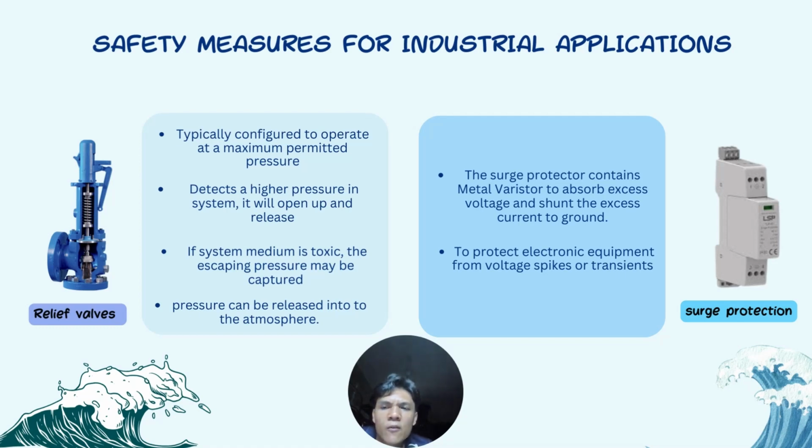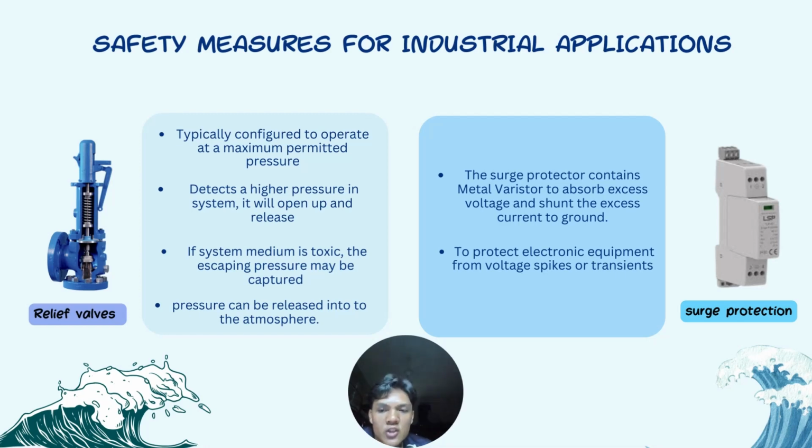typically it's configured to operate at maximum permitted pressure. If the valve detects a higher pressure within the system, it will open up and release the excess pressure. In case the system medium is toxic, the escaping pressure may be captured. However, when it is safe, the pressure can be allowed to escape into the atmosphere.